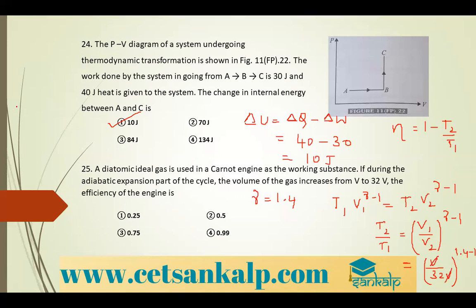I am solving here. It is 1 by 32 whole to the power 0.4. Now 1 by 32 I write as 2 to the power minus 5, and 0.4 as 4 divided by 10. So 5 ones are 5, 2 fives are 2, and the thing will be minus 2.